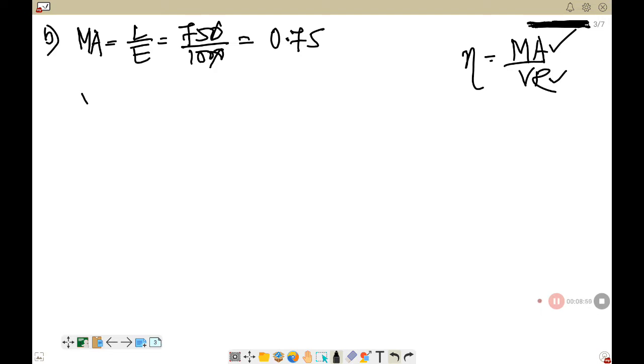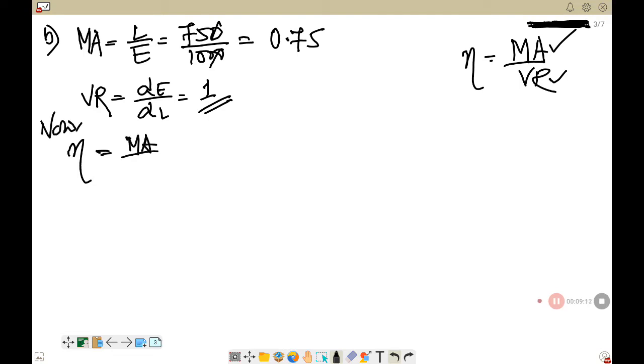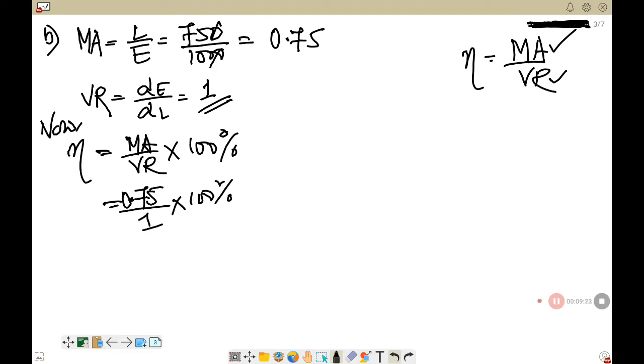Now velocity ratio is distance moved by effort divided by distance moved by load. You know in a single fixed pulley the distance moved by the effort is always equal to the distance moved by the load, so that will give you 1, isn't it? In a single fixed pulley, I have taught you. Right, so now we can find efficiency. Efficiency equals MA by VR into 100%. MA is 0.75 divided by 1 into 100%. So 0.75 into 100 will give you 75%. So this is the efficiency of the pulley.